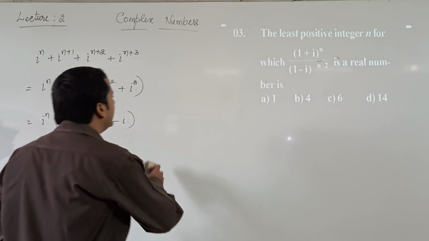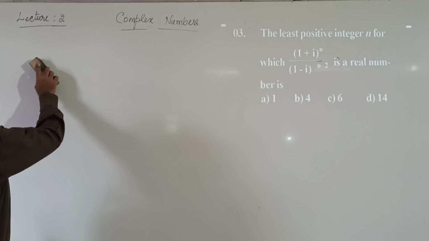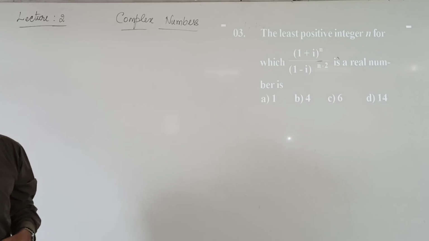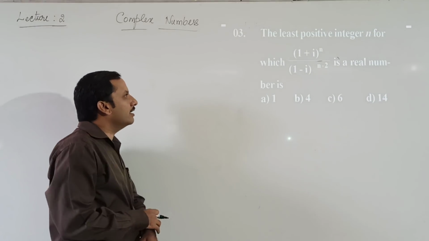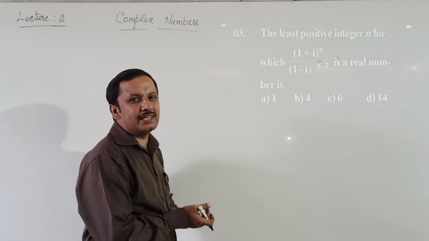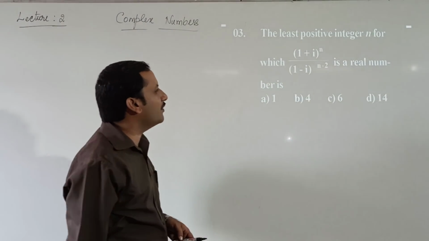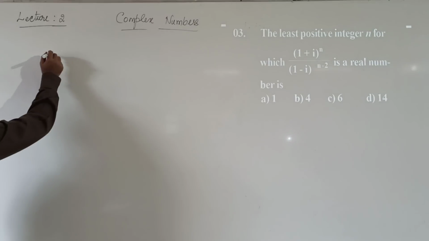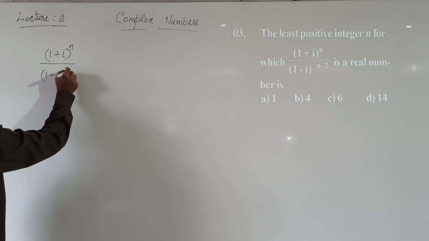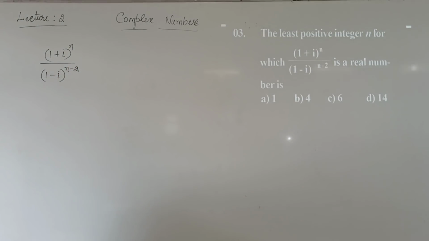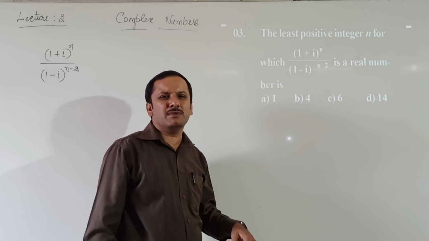The least positive integer n for which (1 plus i) whole power n divided by (1 minus i) whole power n minus 2 is a real number. The least positive integer n for which this expression is a real number, that is what we want to find out. So the expression is (1 plus i) whole power n divided by (1 minus i) whole power n minus 2. We want to find the least positive integer n for which this expression must be a real number.